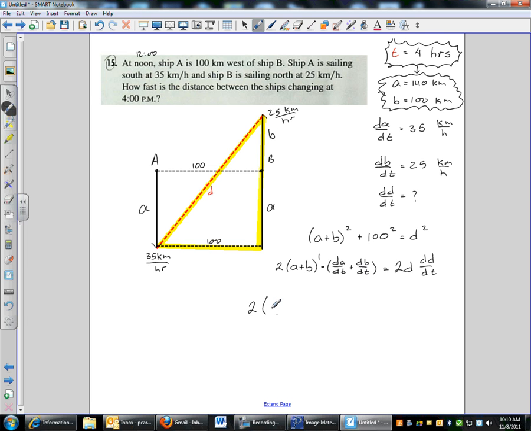2 times what's A and B? Figure that up here. 140 and 100. Times dA/dt, which is 35. dB/dt is 25. Is equal to 2 times what's D? Yeah, we're going to have to do the Pythagorean theorem to get D. We're solving for dD/dt, right? So we're going to leave that dD/dt. But to get D, I'm going to need to plug in my A and my B and solve up here. And we'll use the calculator for this. But that would be, what, (100 plus 140) squared plus 100 squared is equal to D squared, right? What is that? Does anybody know that? Using your little baby scientific calculator.